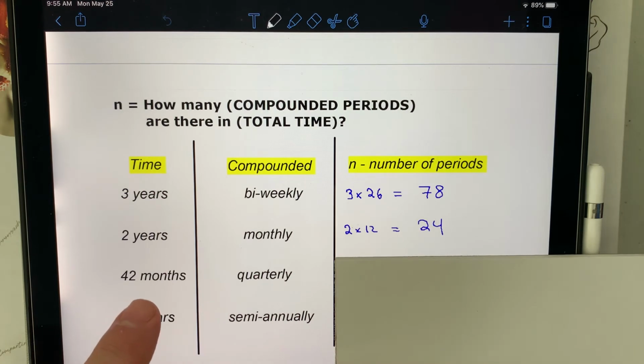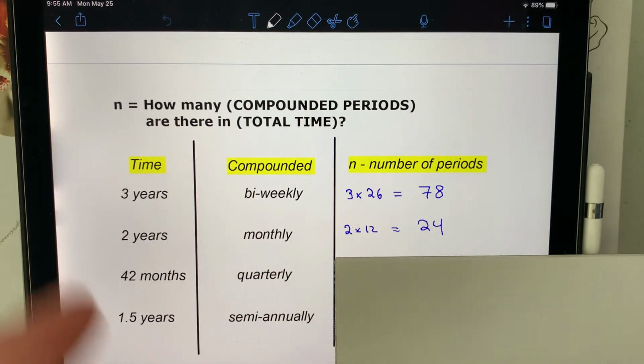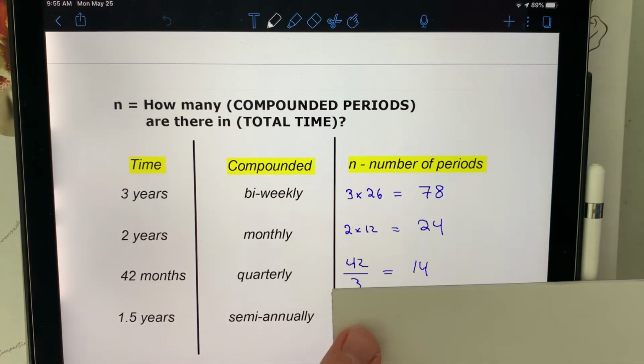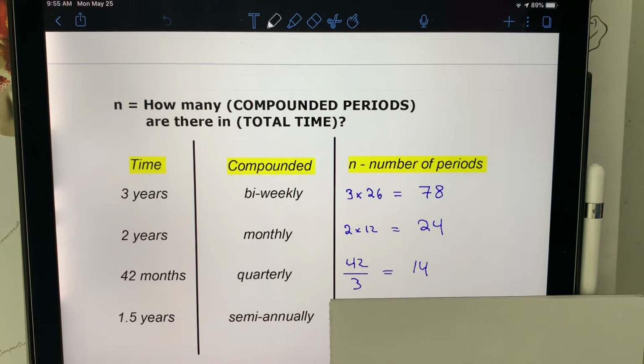Quarterly in 42 months. Okay, that's tricky, because for quarterly periods, there are 4 per year, but they gave me the time in months. So how many months in every quarter? There's 3, right? 3 months in a quarter, because 12 divided by 4 is 3. So I want to get groups of 3 months. So I have to do 42 divided by 3, and that gives me 14 quarterly periods.